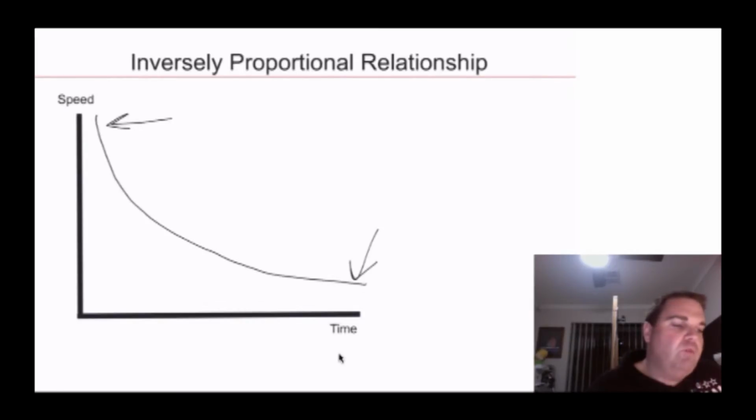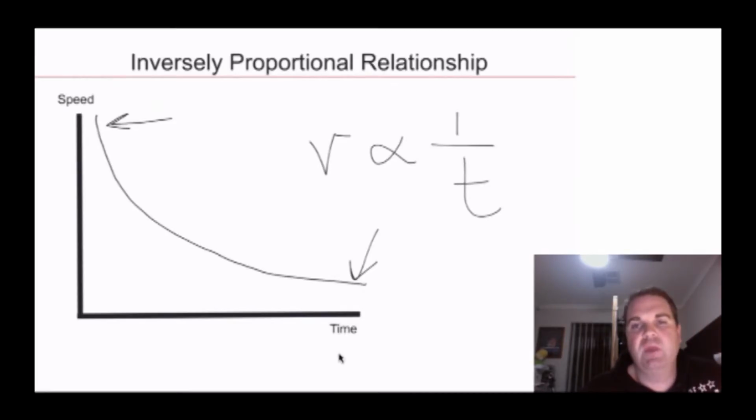What we talk about here, though, is speed, and we use a convention of physics. So speed is proportional to 1 over time. That's what we call an inversely proportional relationship. Sometimes the best way to see this is to actually plot the graphs. So let me show you here.